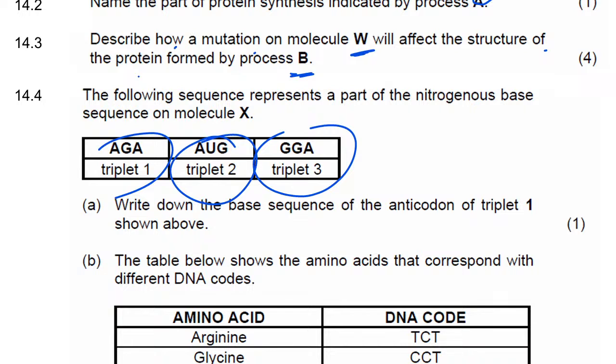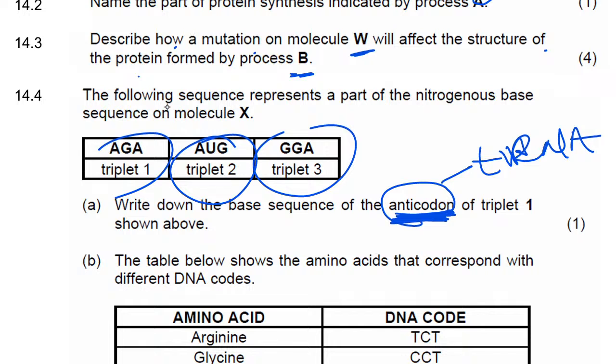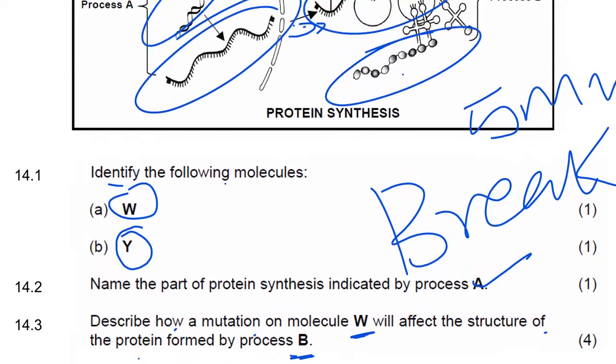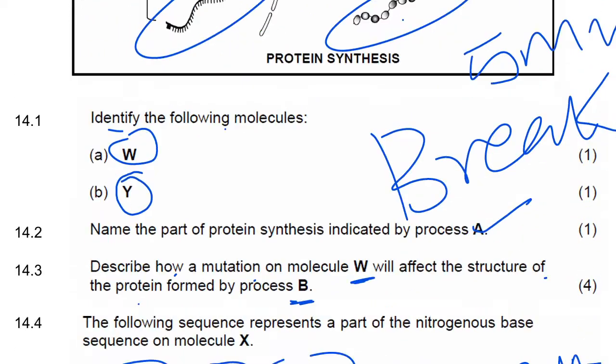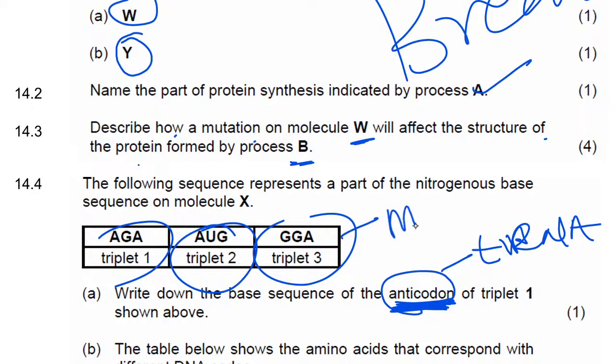Write down the base sequence of the anticodon of triplet 1. If they say anticodon, what are they looking for? tRNA. Yes. Which way is molecule X? Molecule X is messenger RNA, meaning that what is here is messenger RNA. So if they're asking for transfer RNA, then you automatically have to convert it.